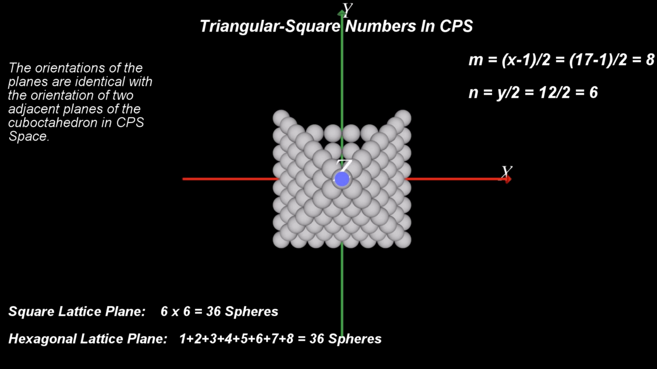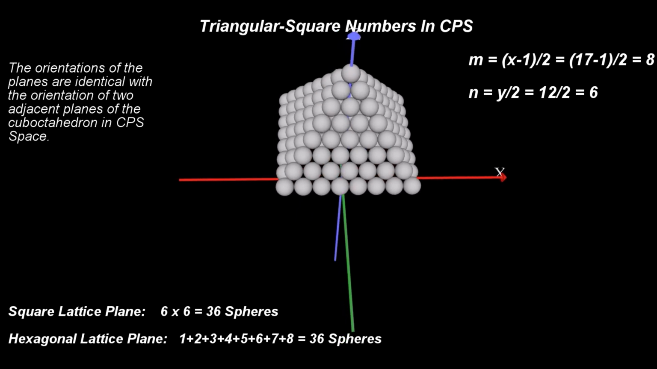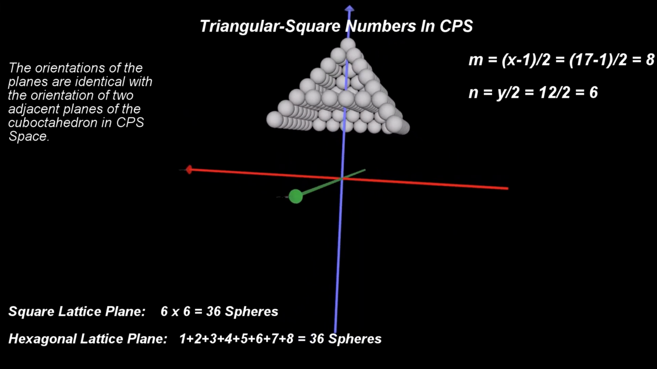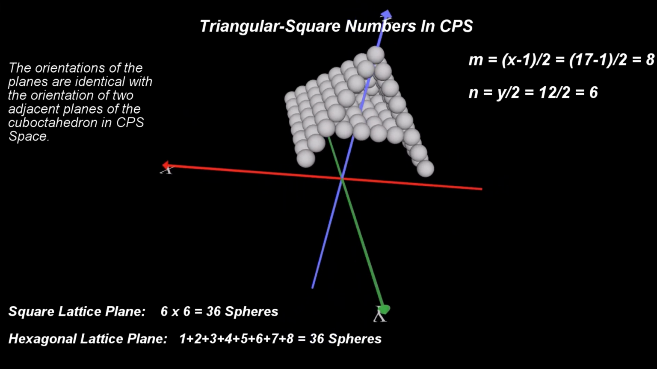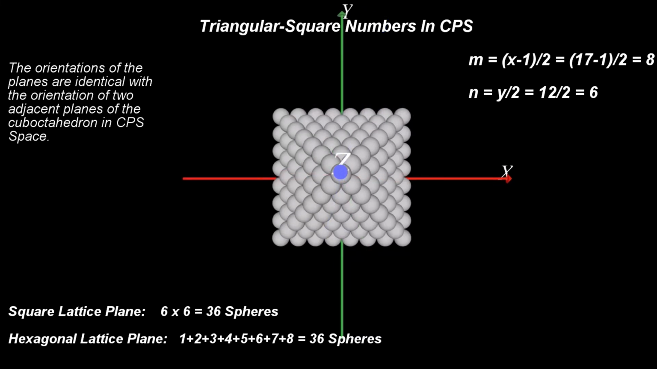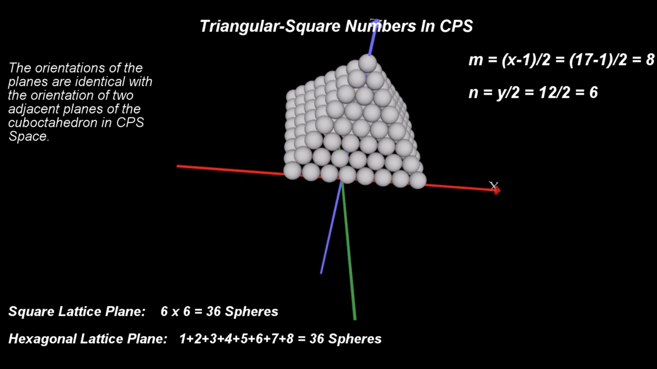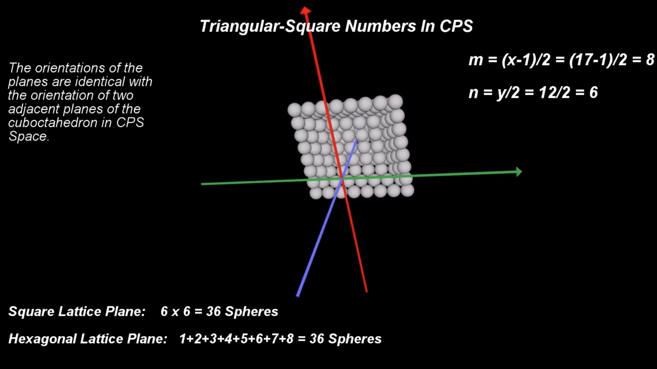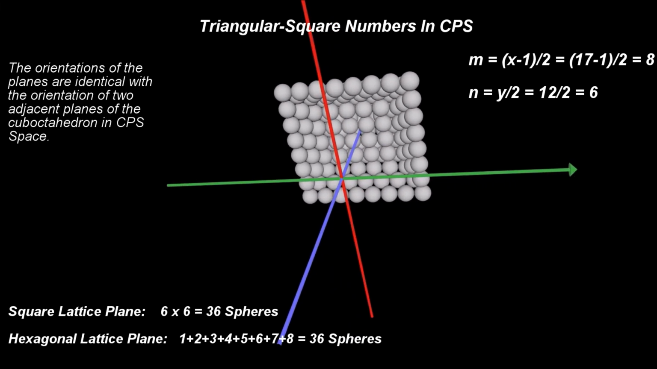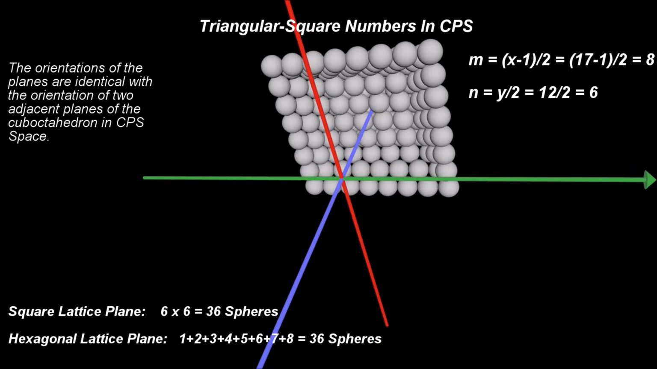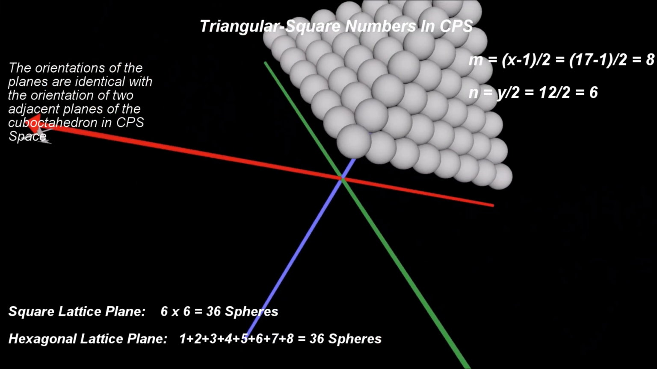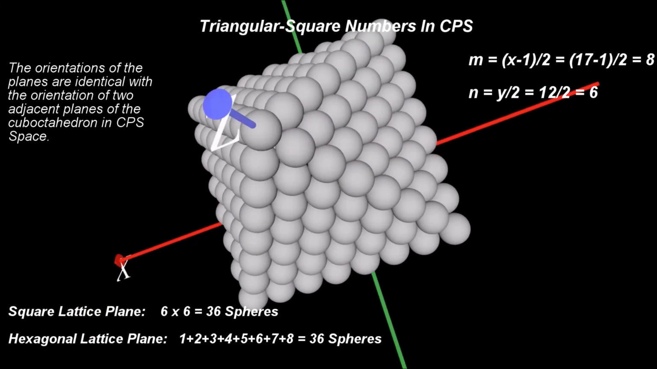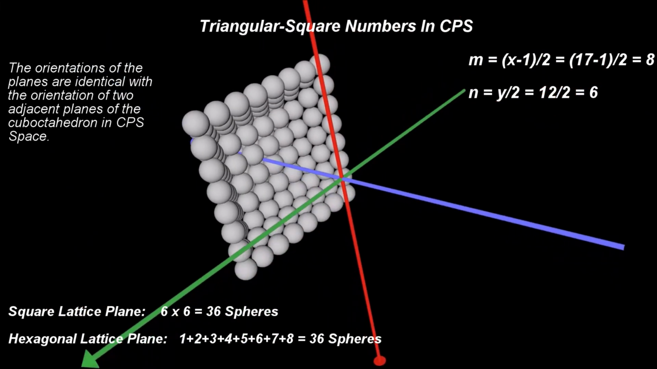For the solution x equals 99, y equals 70, we get the next triangular square number, corresponding to a triangle of size 49 and a square of size 35. The total number of spheres in this triangle is equal to the total number of spheres in the square, and is equal to 1225. As stated before, this can be done for all solutions of the Pell's equation.